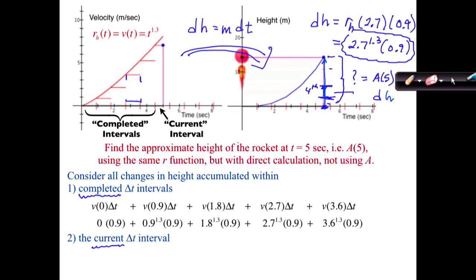Although you still got to go with the current. Right. And so what will that be? 4.5 to the 1.3 times 0.5. Very good. Right. So then now the rate in that last interval is 4.5 to the 1.3 times the change, which is less because we haven't made it all the way through there.